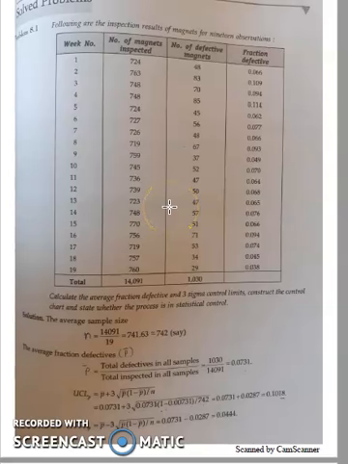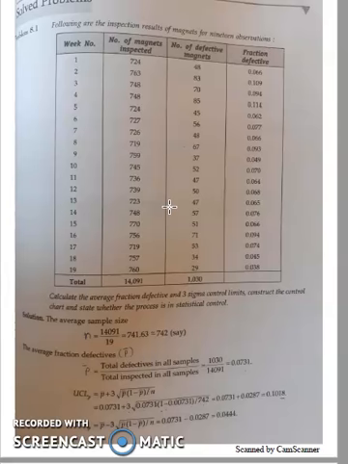Good morning, students. Now we will see the problems of P bar chart and C chart. From an exam point of view, these problems are important.